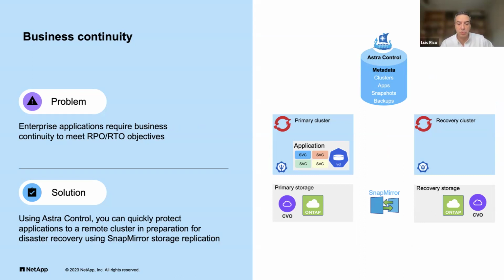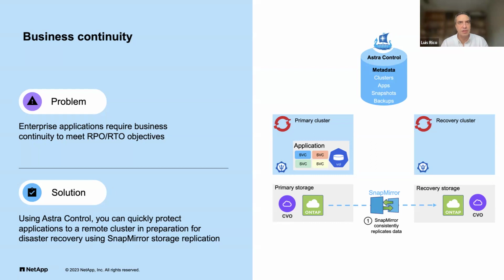So if you want to protect several namespaces with several PVCs, Astra is able to detect all the PVCs and establish a replication relationship for all the volumes that need to be protected between two storage systems, on-premise and in the public cloud, or on-premise, or public cloud, or hybrid. And then it starts replicating all the data.